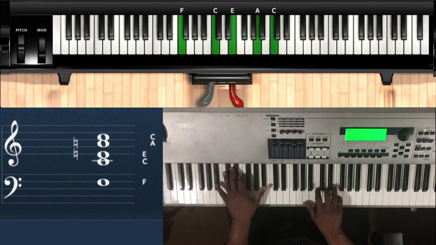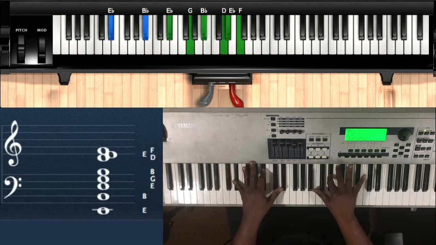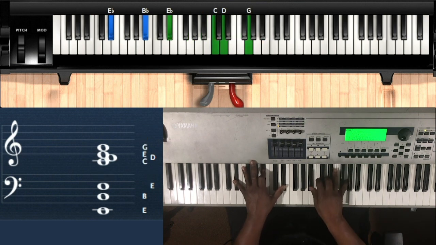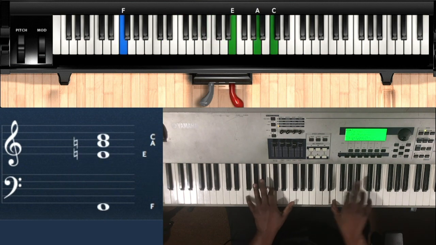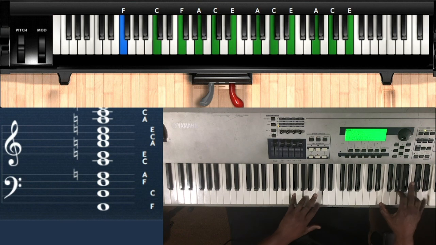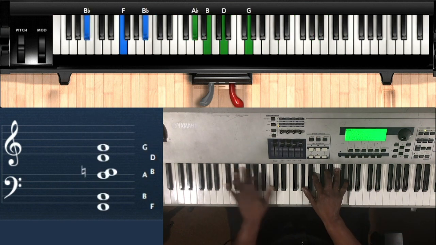So let's do it in real time. And we want to go to F. Here we go. We're there. So, hey, that's it. That's how you do wormholes.